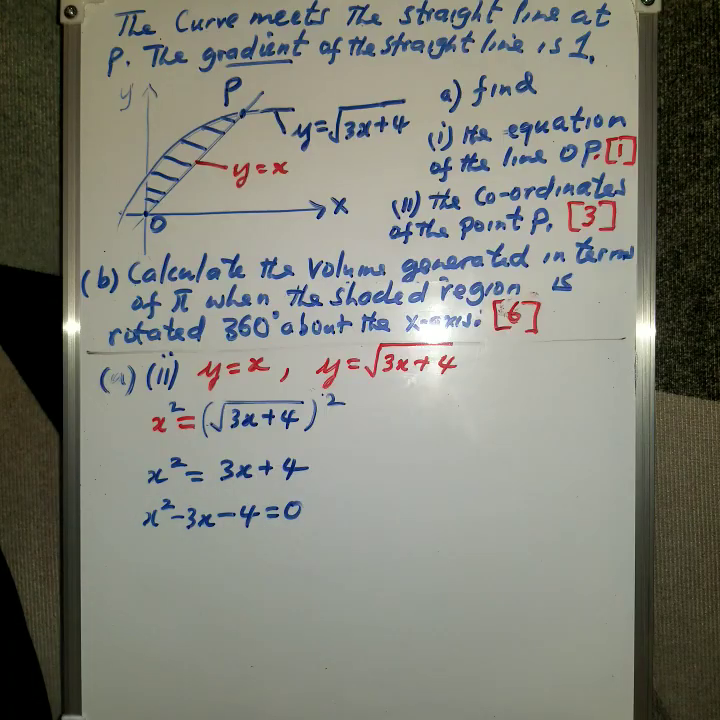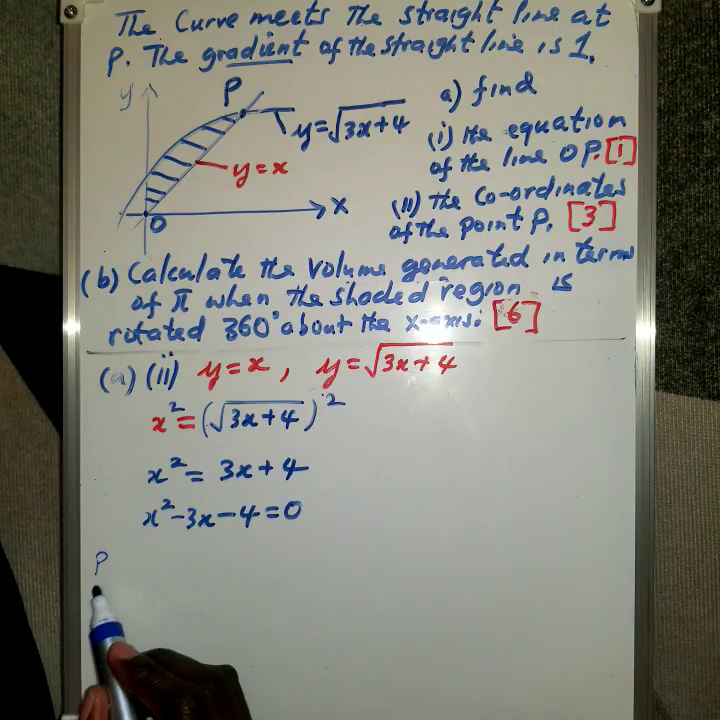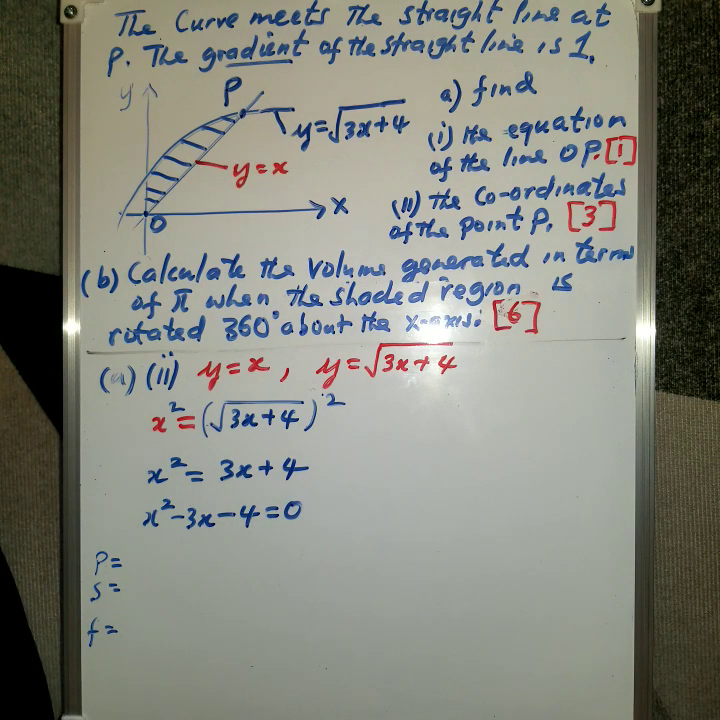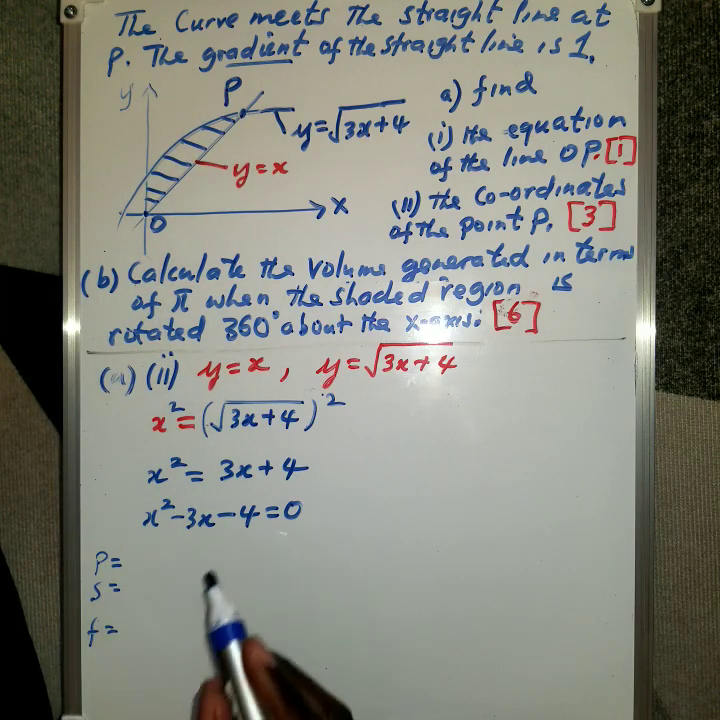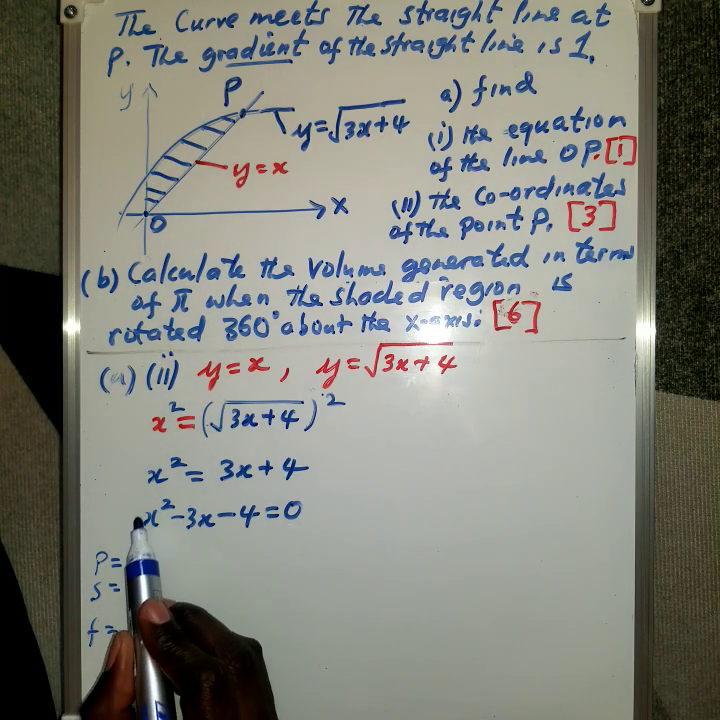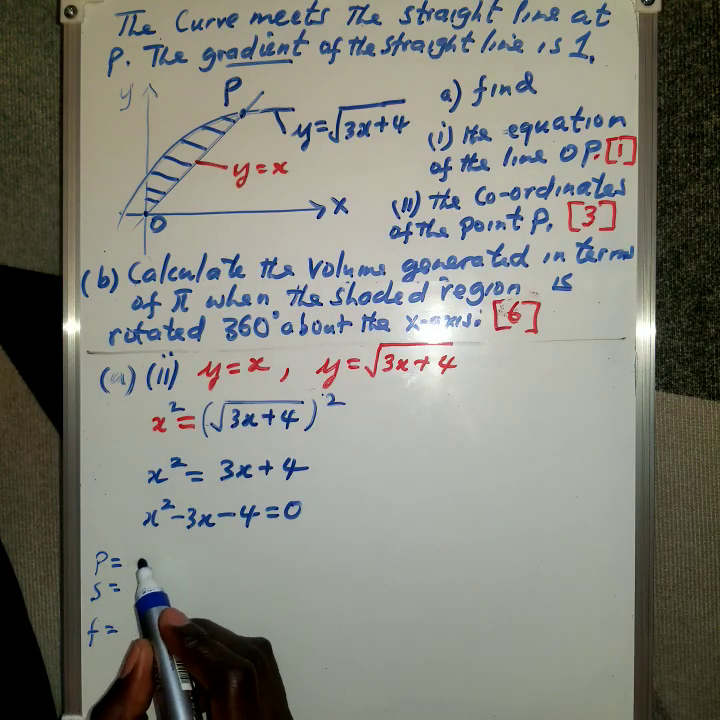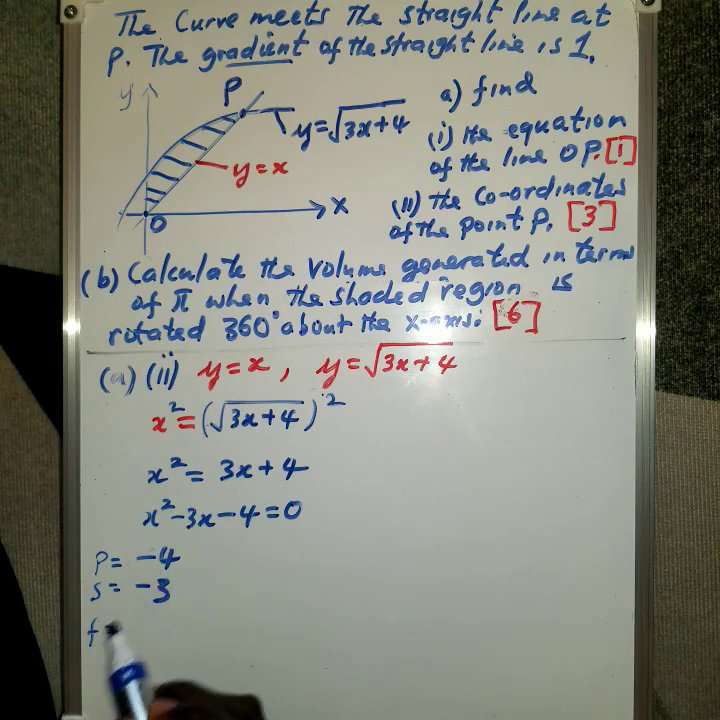So this gives you a trinomial, a quadratic equation, so you can solve it. Remember, you can do product, sum and factor, or you can simply use the quadratic formula to solve for the value of x, so that you can know where they're intersecting. But of course, quickly, the product, remember the coefficient of x squared, which is 1, times negative 4, will give us negative 4, and the sum is negative 3.